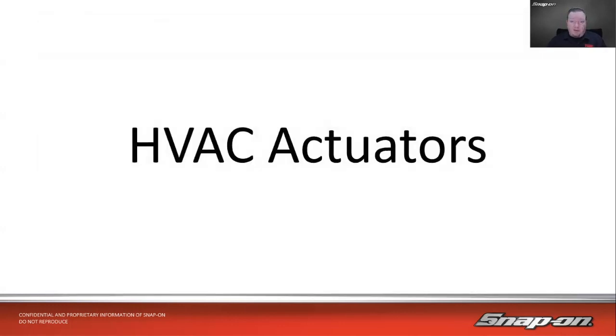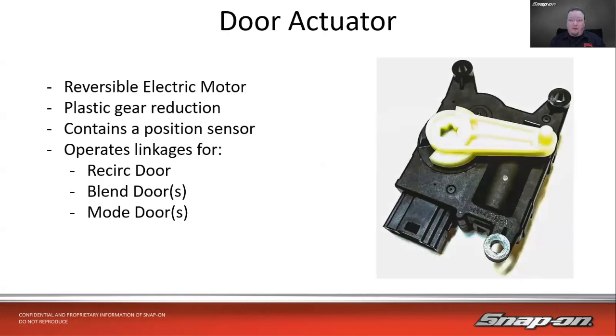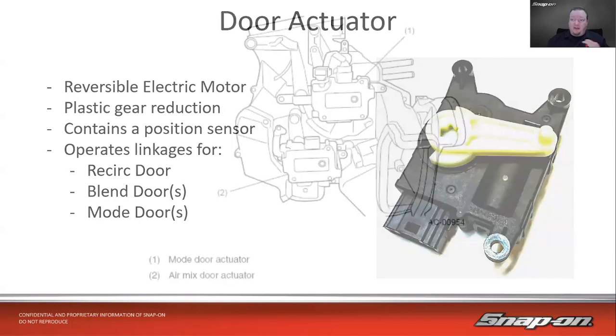And last one we're going to talk about before we go on the tool is going to be HVAC actuators. So if you saw the lead video that I played before we started here, HVAC actuators move the mode doors and such inside there. So it is a reversible electric motor. Inside there is usually a plastic gear, so you have some sort of a gear reduction between the motor and the actual arm. Contains a position sensor as well, so the computer knows where it is, and it operates linkages for the recirc door, the blend door or doors, mode door or doors, etc. Any of the things that move on here.